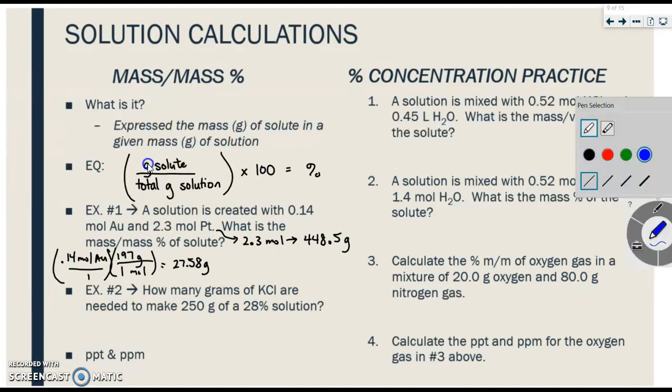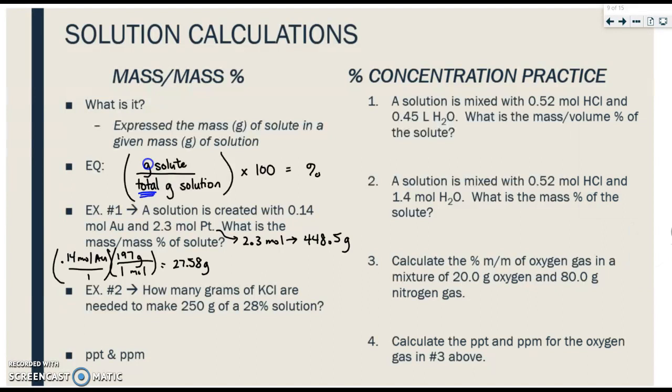And then we would just plug these gram amounts into our equation. It's really important that you remember that the total grams of solution, the sum, goes on the bottom. So I'm going to take my 27.58 grams divided by the sum of both of them, because it's the total. And then I'm going to multiply that by 100 because it's a percent. And you should end up getting right around 5.8%.